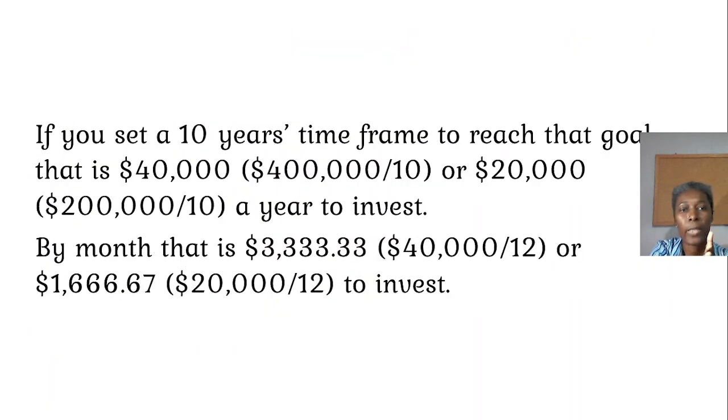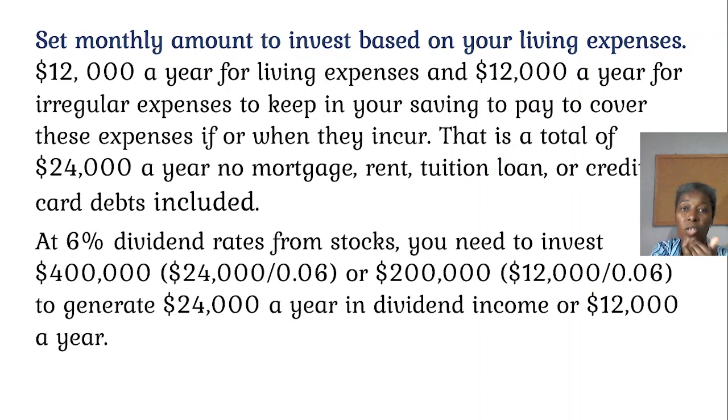So set monthly amount to invest based on your living expense. You can set a living expense to work with as well. To do that, it's good to have a budget. So if you have your budget, you can go through it, and let's say you spend $1,000 a month, you pay off your debt, and you save $1,000 for expenses that you don't pay for every month. I like to call them irregular expenses. So that's $2,000 a month. $1,000 go in your saving, and $1,000 pay for your living expenses.